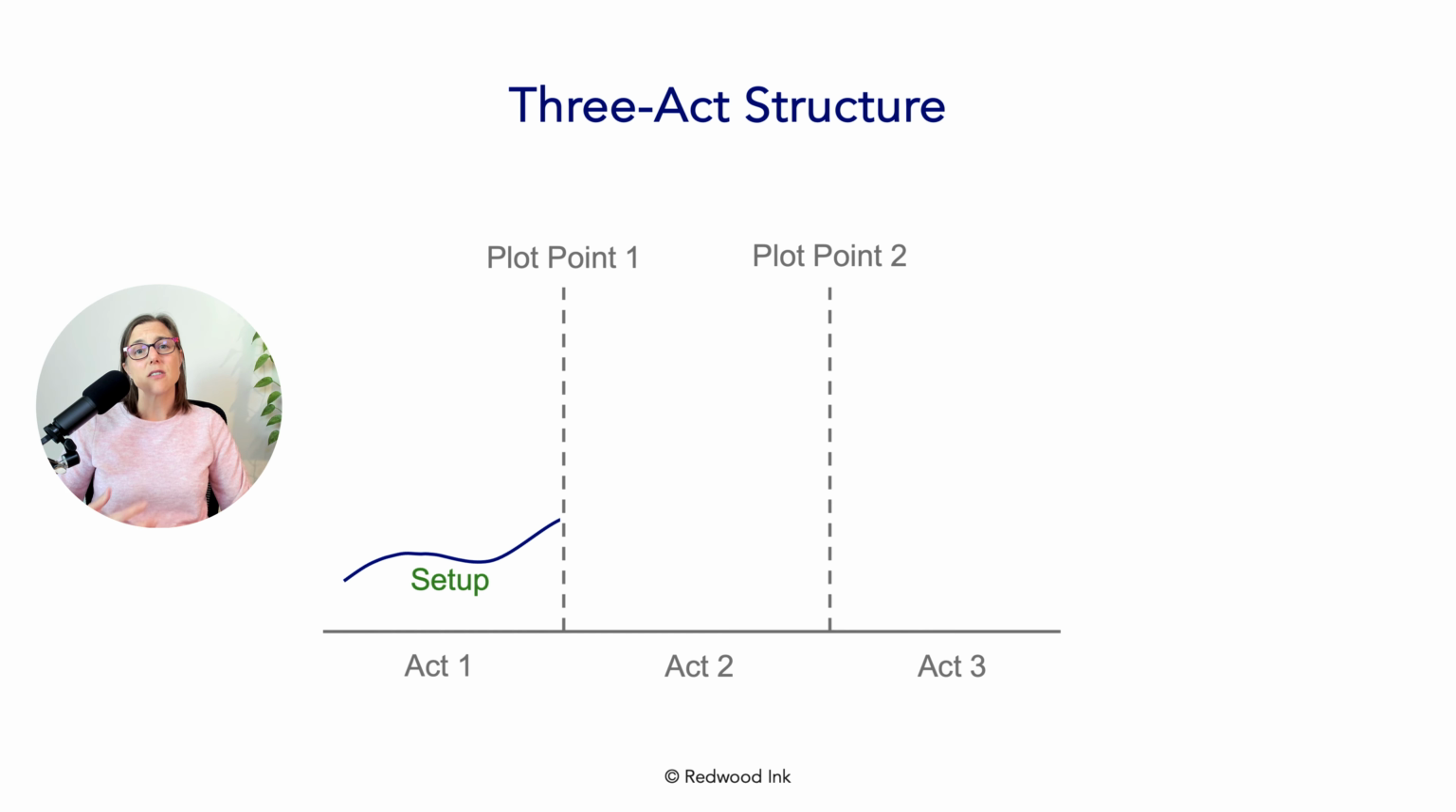So in this act, the story starts with an exposition, which is where you learn about the setting and the main characters of the story. Then at the end of Act 1, you have plot point 1. So at this point, the story has an inciting incident or a moment of tension. And this tension engages readers so that they stick around for Act 2.